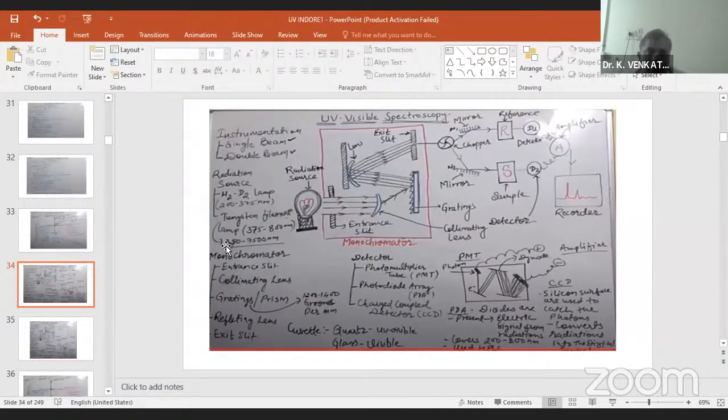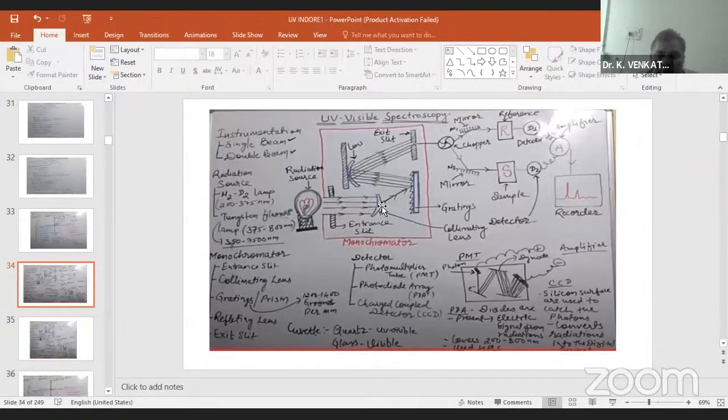Two monochromators are present: one for the entrance slit, the other for the exit slit. What is the role of the entrance slit monochromator? The polychromatic wavelength is converted to monochromatic. When the radiation source enters the monochromator, the polychromatic light is converted to monochromatic. That's why we use it at the entrance.